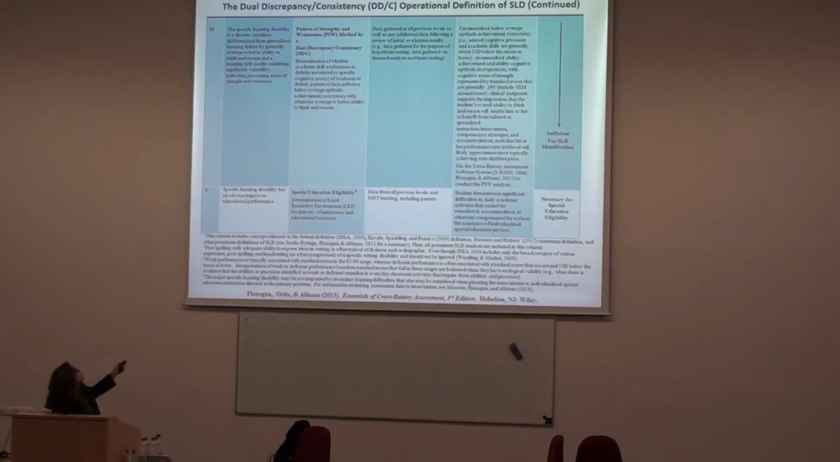This is probably the most critical. Level 4 is the most critical in terms of understanding what SLD is according to this PSW model. And I'll just read that for you. It says, the specific learning disability is a discrete condition differentiated from generalized learning failure by generally average or better ability to think and reason, and a learning skill profile exhibiting significant variability indicating processing areas of strength and weakness. That definition is what is meant by a pattern of strengths and weaknesses.